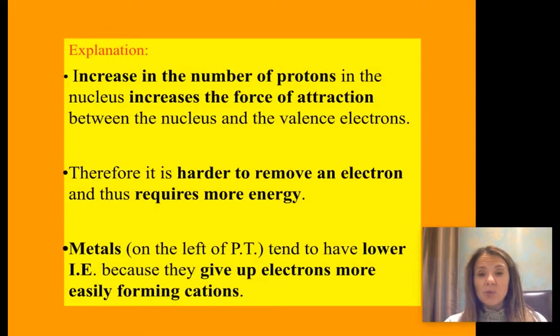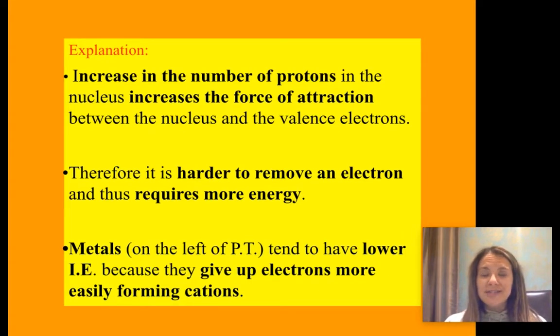We already established with atomic radius, as we go left to right, we know that the atom is getting smaller, even though they have the same number of shells. And this is due to the fact that you have an increase in protons. If you have an increase in protons, you have an increase in nuclear attraction. If that happens, then it's much harder to remove an electron, and that requires more energy. So, if you've got increase in nuclear attraction due to the increase in protons, it's going to require more energy to remove a valence electron.